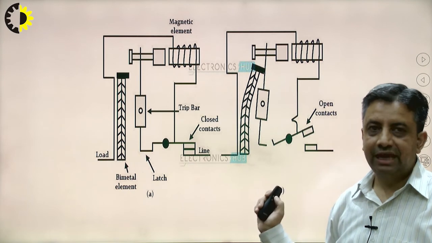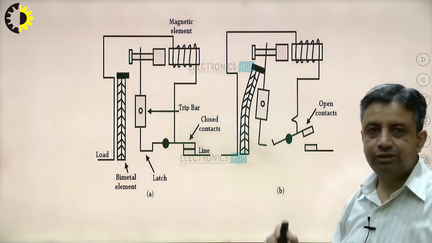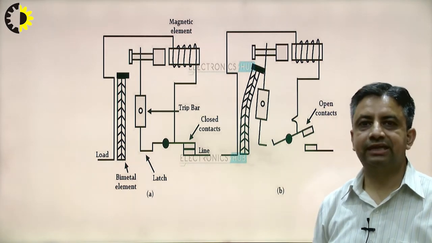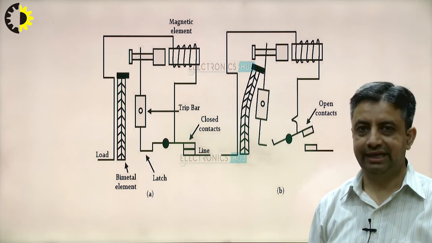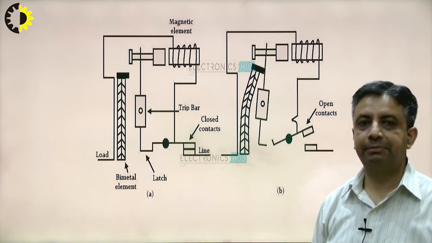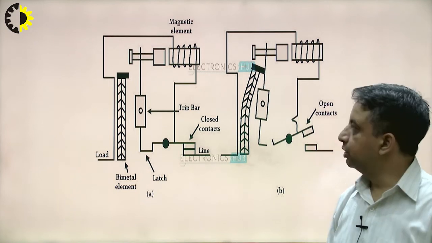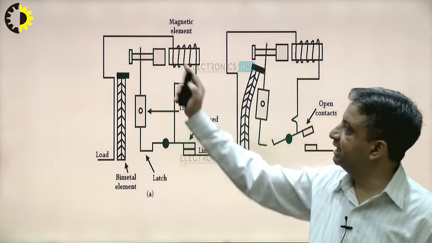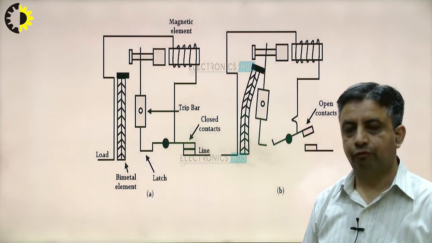So if that happens, in that situation, there are chances that our load will also get damaged. So that protection has to be very fast, that means for the faulty condition. That's why we have provided this second type of protection for the faulty condition.